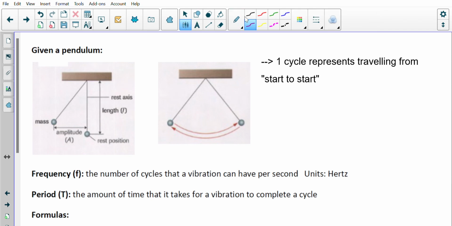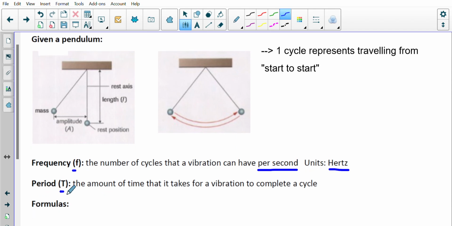Now, a couple of things that we're going to be concerned about with waves is the frequency. And that's the number of cycles that a vibration can have per second. Again, using our standard units, the units for frequency are hertz. Now, the period, T, is the amount of time that it takes for a vibration to complete one cycle.